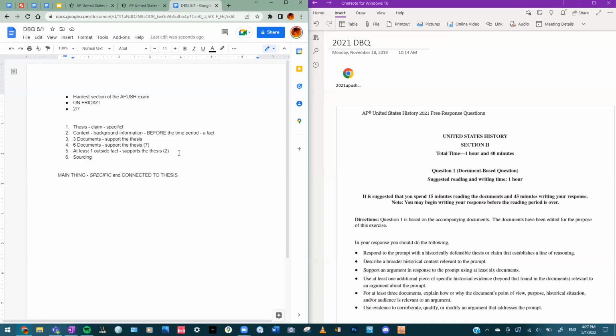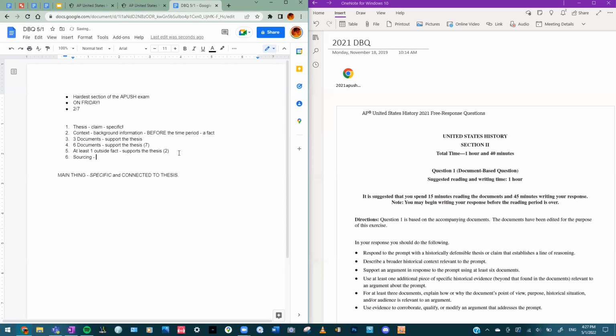Point of view: they are saying this because they are a member of this women's rights movement or something like that, and it should be more descriptive than that. We'll see later on. Audience: obviously, who is this written for and why? And then purpose: they wrote this in order to. Historical context: this document was written in 1886, which was in the middle of the Gilded Age. So basically, something like that.